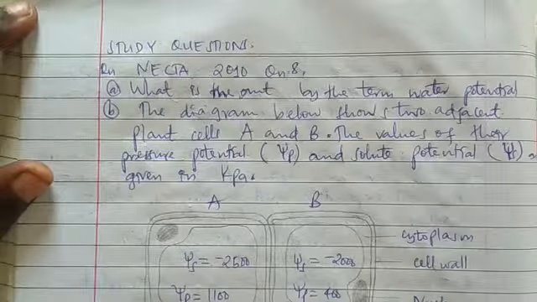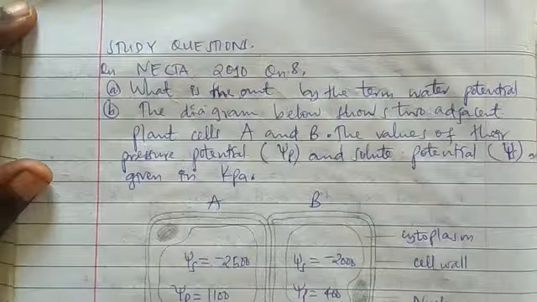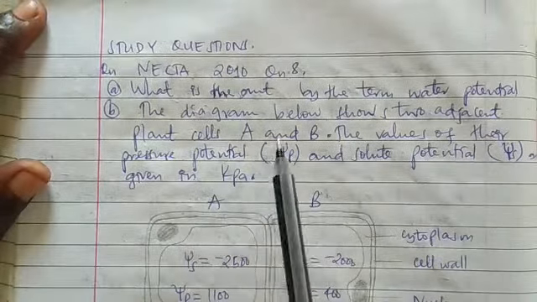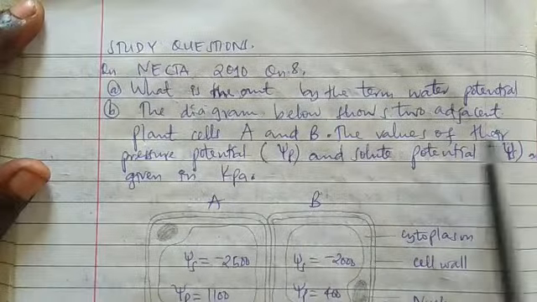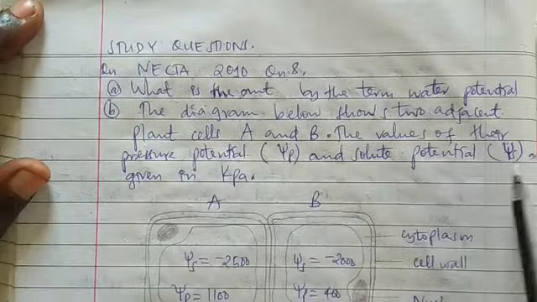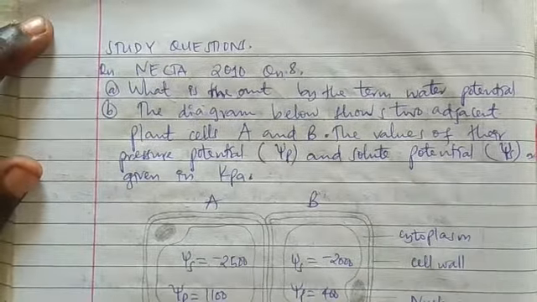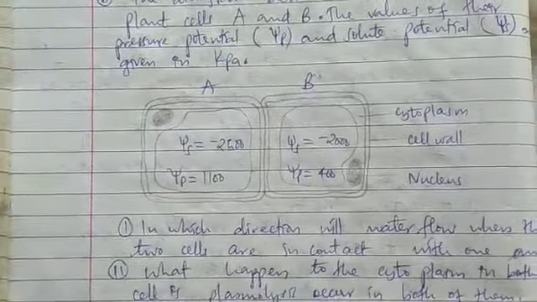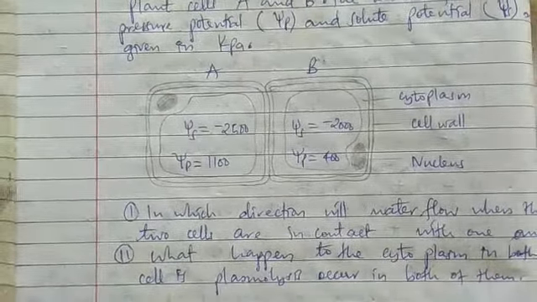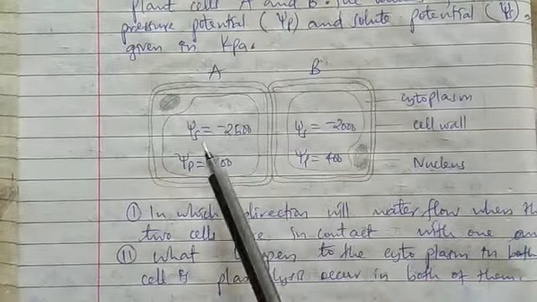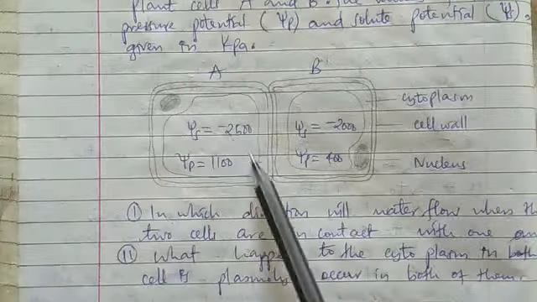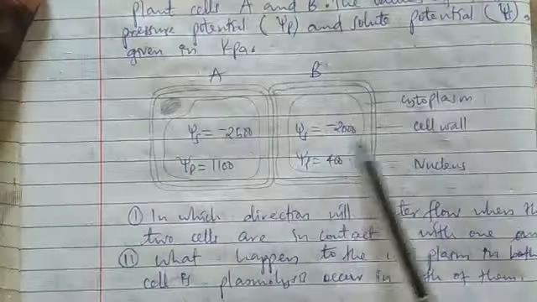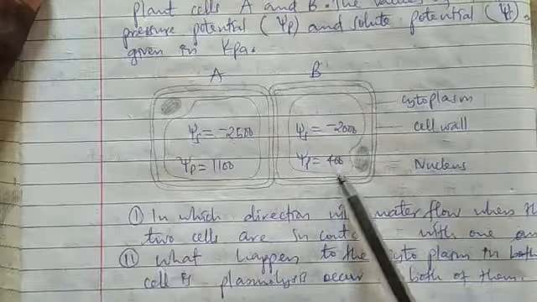For the next question, the diagram below shows two adjacent plant cells, A and B. The values of their pressure potential and solute potential are given in kilopascals. As you can see, you have plant cell A and plant cell B. This one has a solute potential of this value and pressure potential of this value, while the other one has these values.